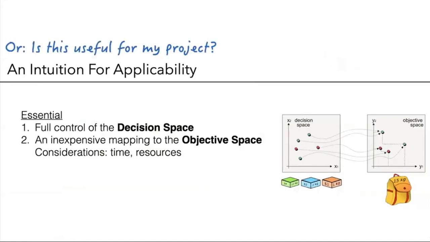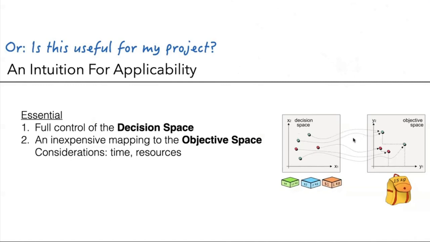So what I'm trying to say is: is multi-objective optimization relevant for your project? Well, of course, it depends. First of all, it depends on whether you have full control over your decision space, for example the hyperparameters in the model you want to tune. The second thing is you need an inexpensive mapping from your decision space to your objective space.